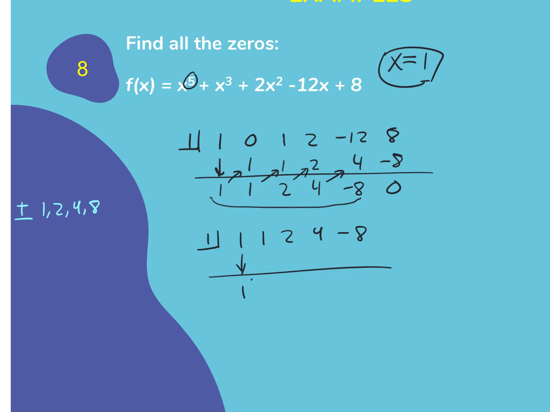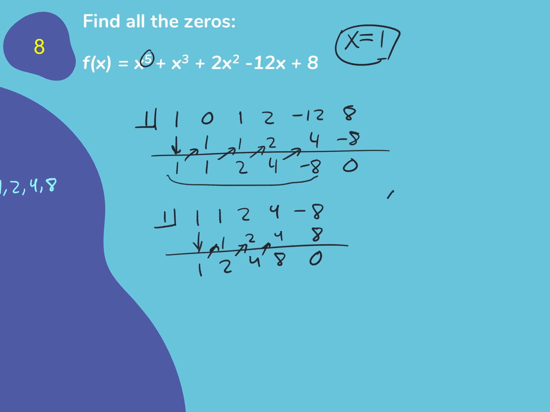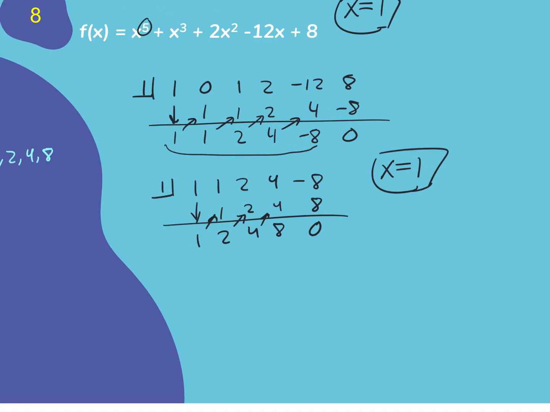Bring down 1. We get a 1, 2, 2, 4, 4, 8, and 8, right? And it does work again, right? Look at that, right? We get another x equals 1 as our answer, right? So 1 worked twice, right? And these numbers here represent the coefficients of our quotient, which is going to be x to the 3rd plus 2x squared plus 4x plus 8 equals 0.